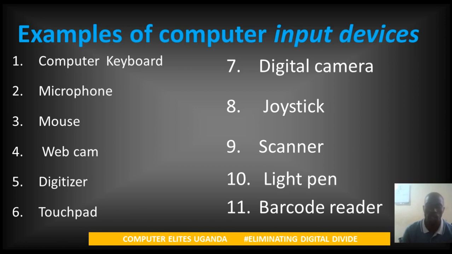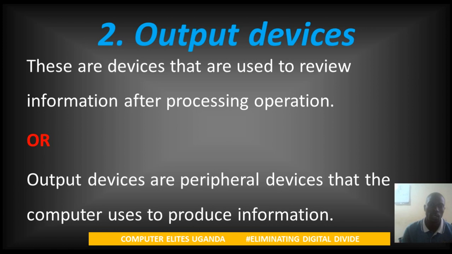Then let us identify our second category, the output devices. These are devices that are used to review information after processing operations. Or we can even say that output devices are peripheral devices that the computer uses to produce information. So those devices that we use to review information after the processing operations are what we call output devices.